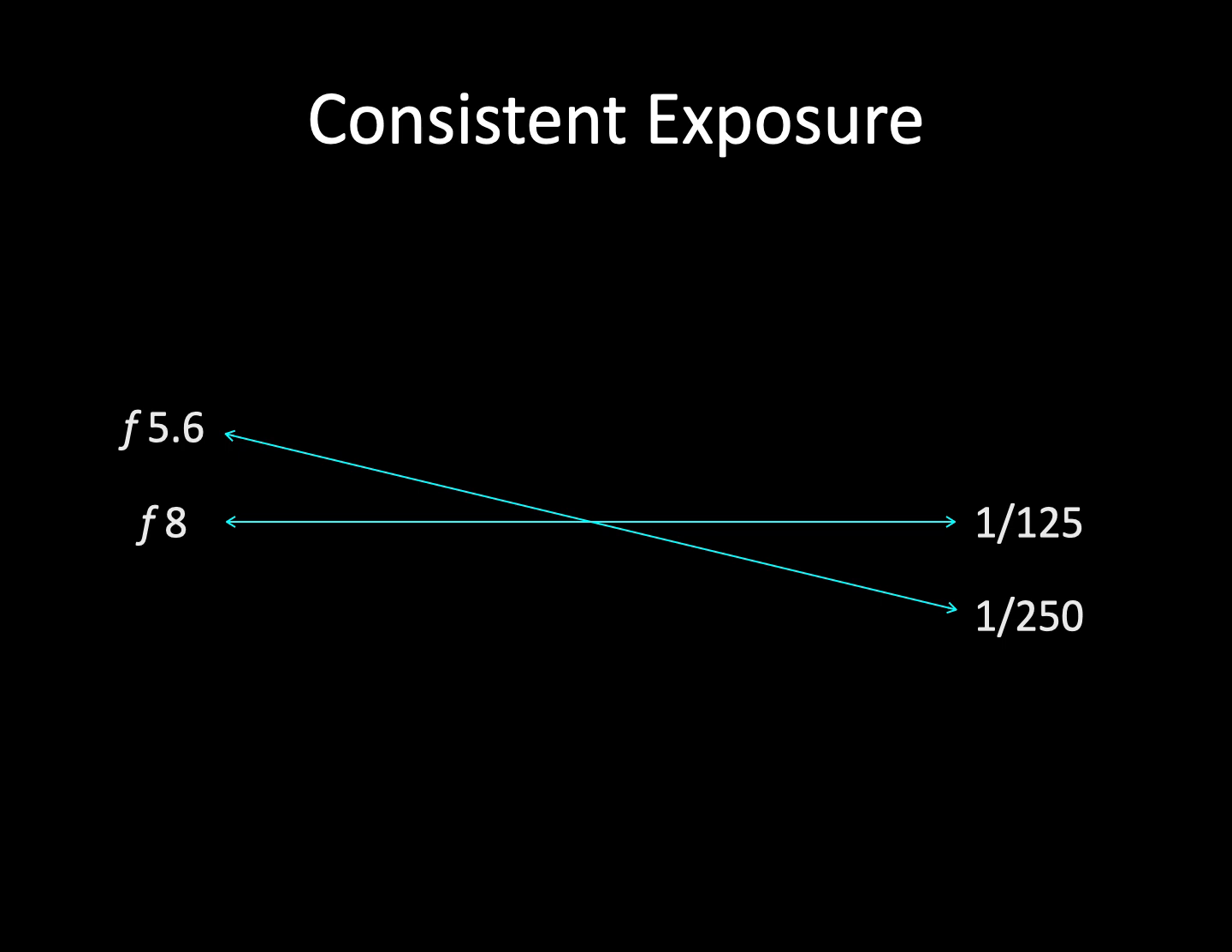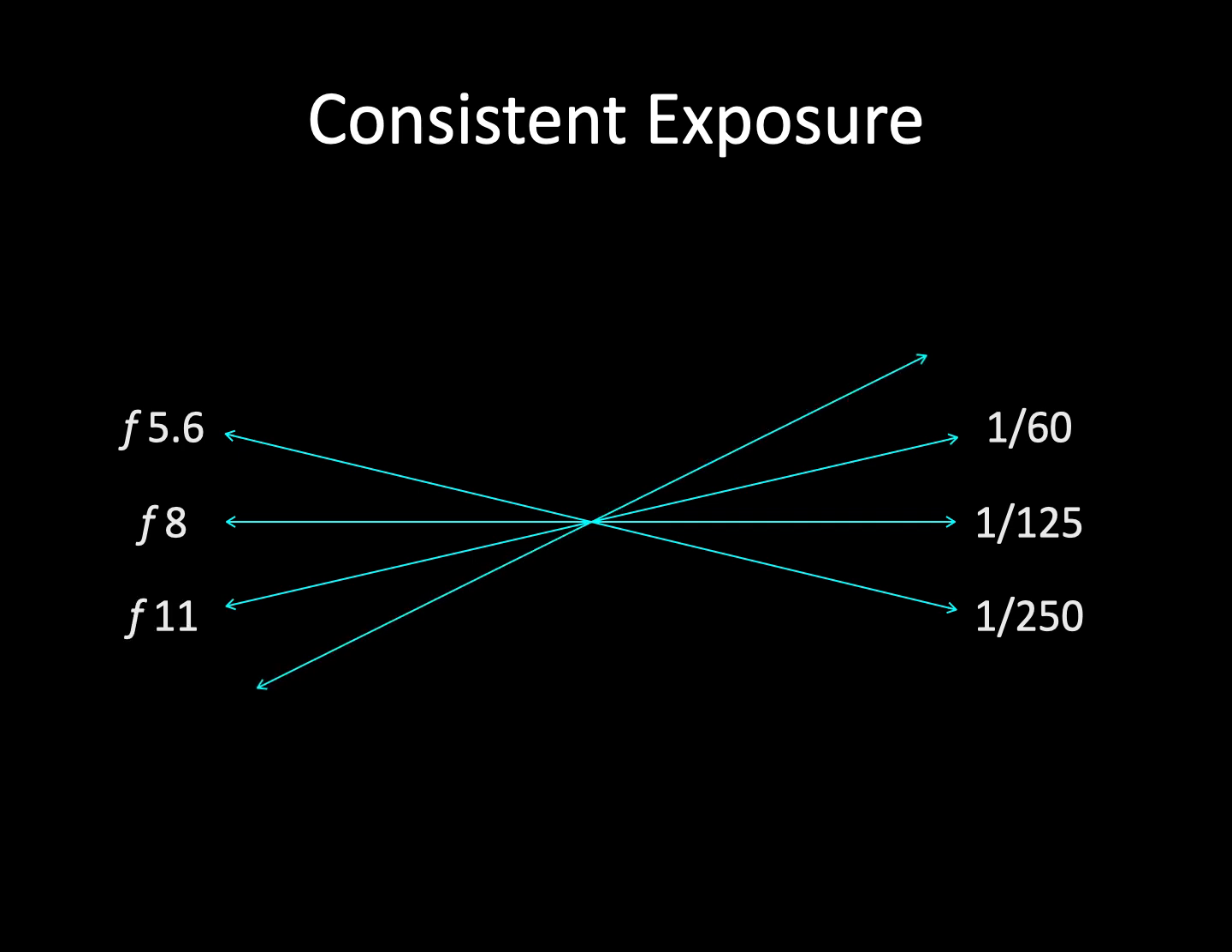Now if you go in the other direction, let's say you go to 1/60th of a second, now from 1/125th to 1/60th you're allowing twice as much light in, which means that you need to balance that by allowing half as much light in with the aperture. So f8 at 1/125th of a second would give you the same exposure as 1/60th of a second with an aperture of f11, and so on with all the different combinations.